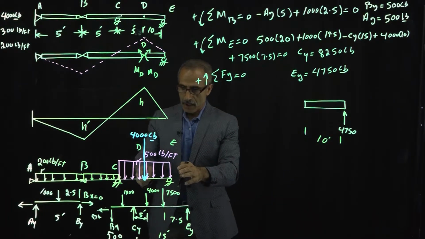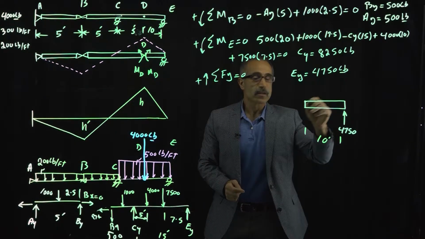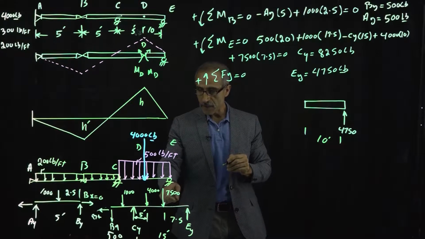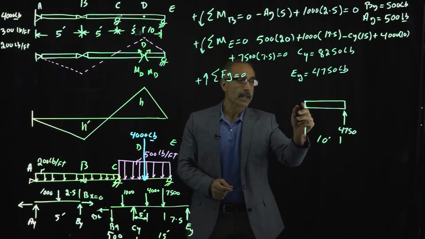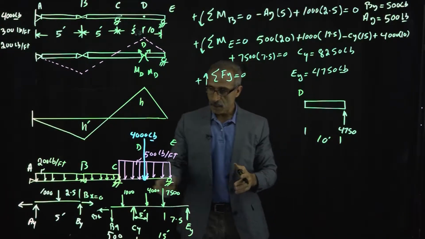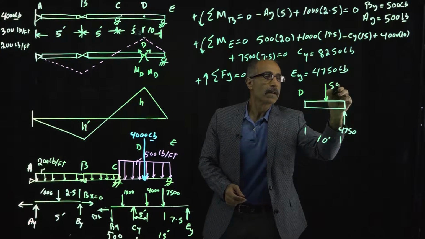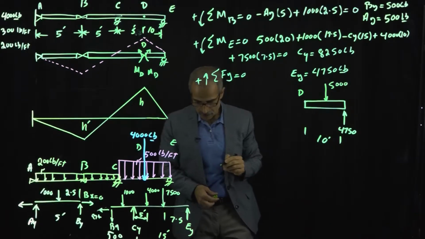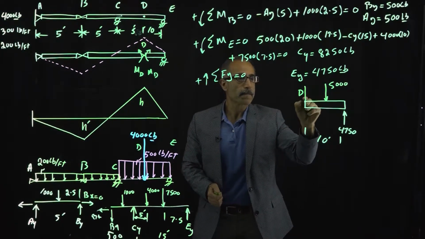And remember, we have 500 times 10 makes it 5,000. So don't use the 7,500 right here, because this 7,500 is for 15 feet. But we're going to make the cut at point D right here. And from D, it was 10 feet. Therefore, you're going to have 5,000. And then right at the load at D itself, we had 4,000.